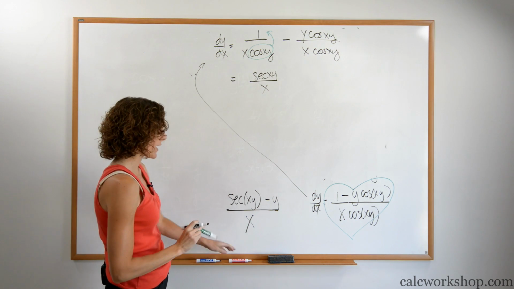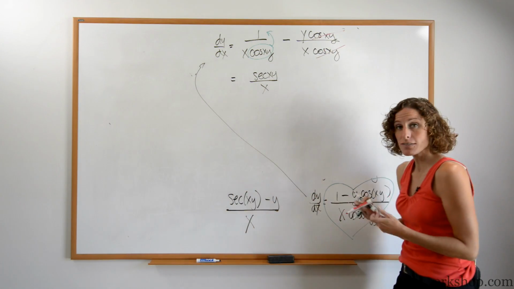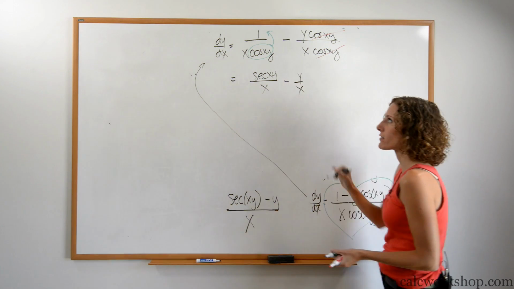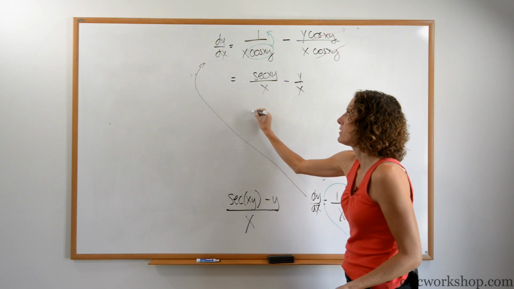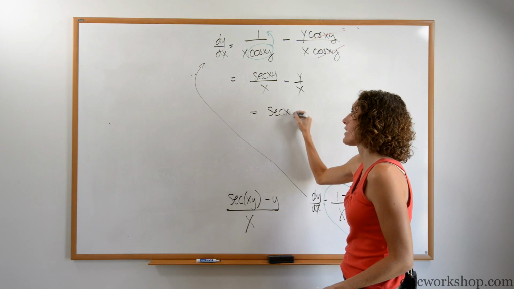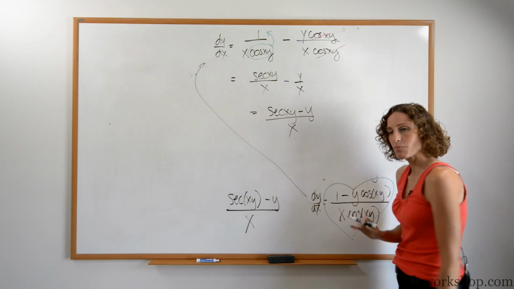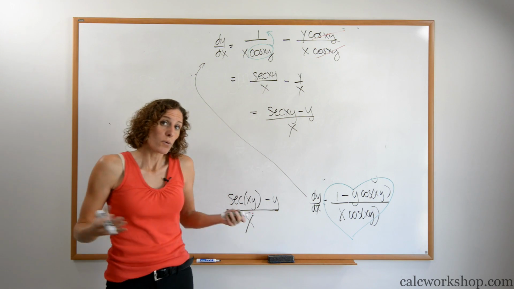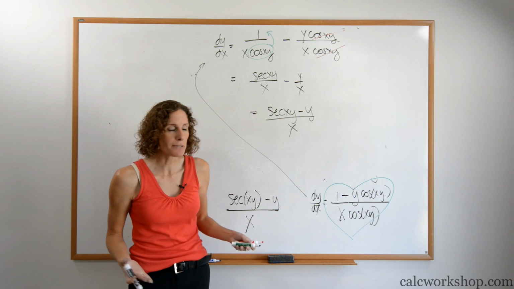What about over here? What I recognize is, oh, cosine xy crosses out. That leaves me with negative y over x. Well, they now have the same denominator once again. That gives me secant of xy minus y all over x. Same exact answer, doesn't matter which way you go. So please keep that in mind. There's no one right or wrong way of approaching it.